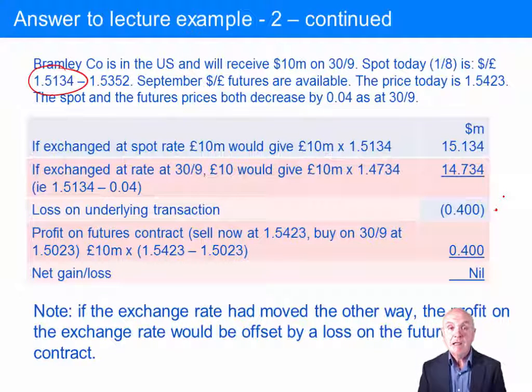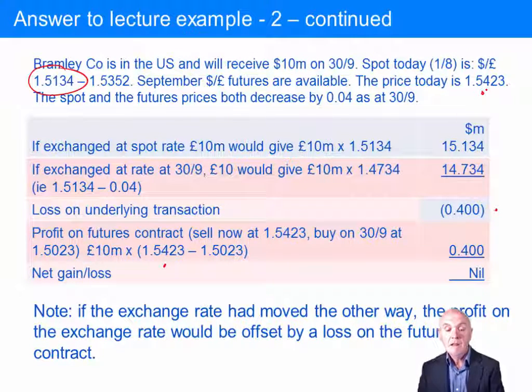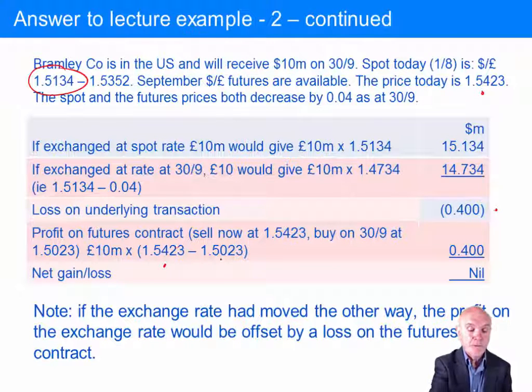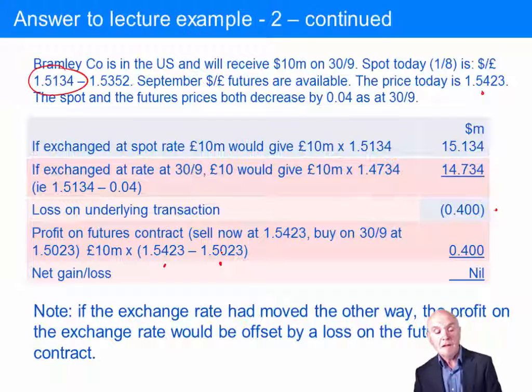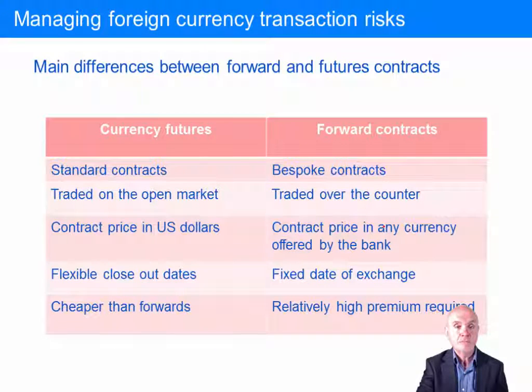However, we've taken the precaution of selling futures now at the current futures rate of 1.423, and we're told that both of them decrease by 0.04. We're going to buy later there. So we're going to be making our compensating gain on the futures. So always in futures contracts, you've got this kind of yo-yo effect going on. If you gain on the underlying currency transactions, you're going to lose on the futures. If you lose on the underlying currency transactions, you're going to gain on the futures, and these will offset one another.